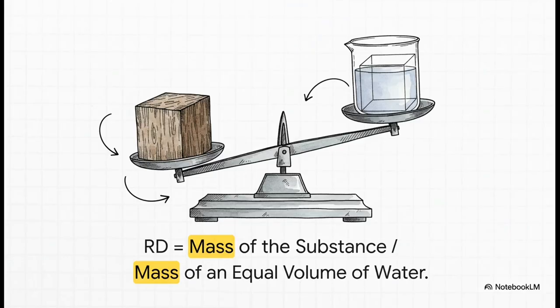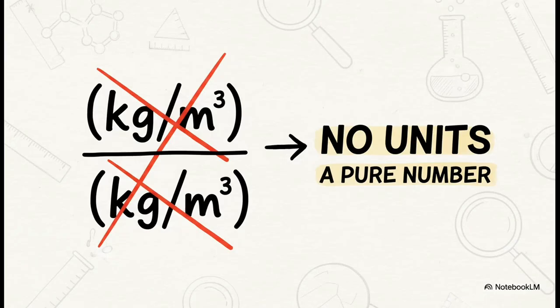And we can even think about this in a slightly different way. Since density is just mass divided by volume, this second formula works too. If you take the exact same volume of your substance and water, the relative density is just the ratio of their masses. It's another way of asking, how much heavier is my stuff than the same amount of water? Now, this is a really important detail you gotta remember: because you're dividing a density by another density, or a mass by another mass, the units completely cancel out. So relative density doesn't have any units at all. It's just a number, a pure ratio.